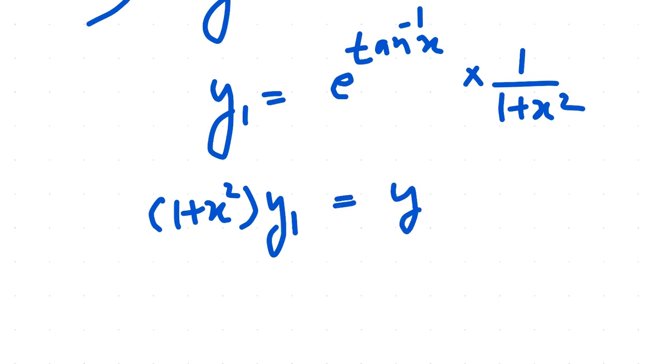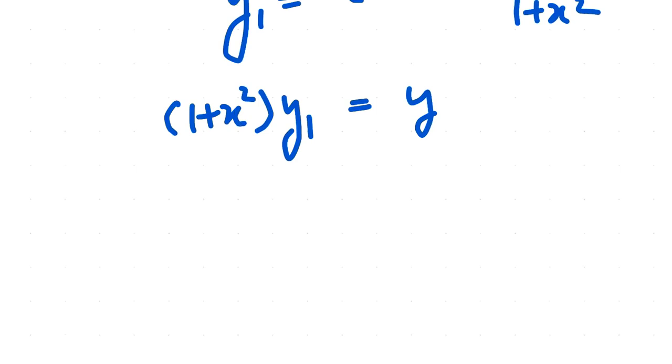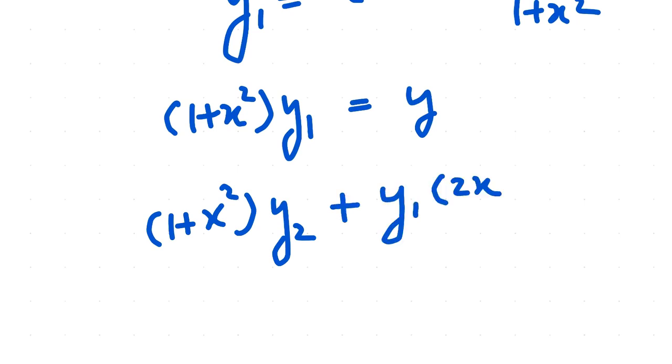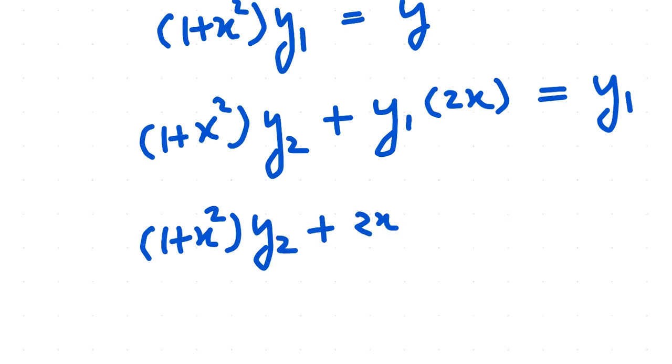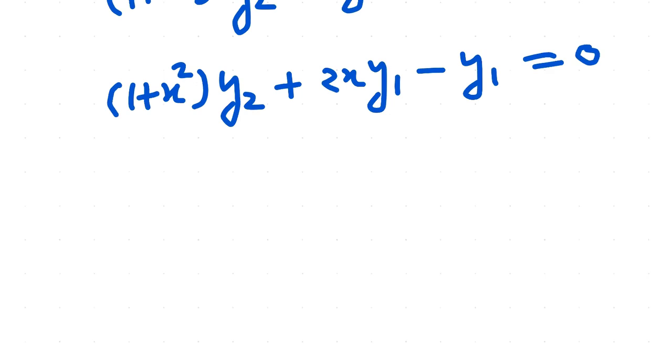Now let us differentiate it again. First function, differentiation of second function will be y2, plus second function into differentiation of first function, which will become 2x. And on the right side we have y1. Now we can express this as 1 plus x square y2 plus 2x y1 minus y1 is equal to 0. So now we can take y1 as common: 2x minus 1 into y1 is equal to 0.